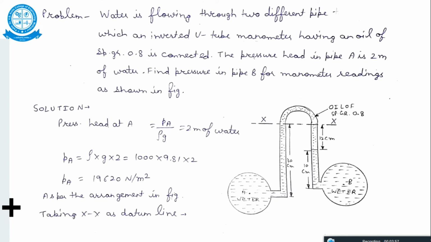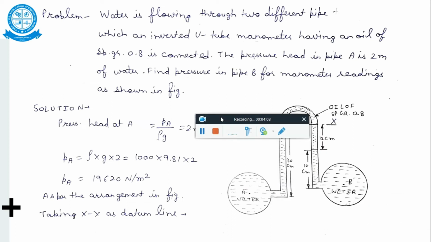Let's see a numerical based on the inverted U-tube manometer. Problem statement: Water is flowing through two different pipes, to which an inverted U-tube manometer having oil of specific gravity 0.8 is connected. That means the liquid available in the U-tube manometer has specific gravity 0.8. With the help of this specific gravity, we can find out the density of the liquid available in the manometer. The pressure head in pipe A is 2 meter of water. Find the pressure in pipe B for the manometer reading as shown in the figure.